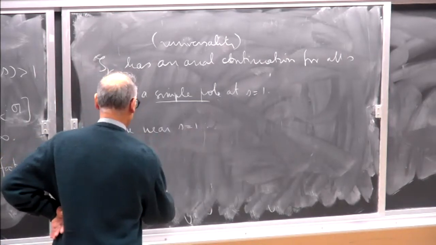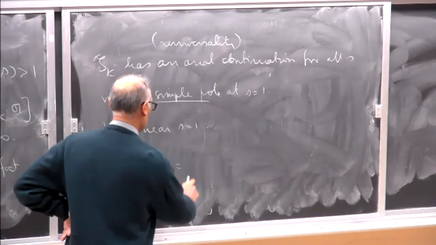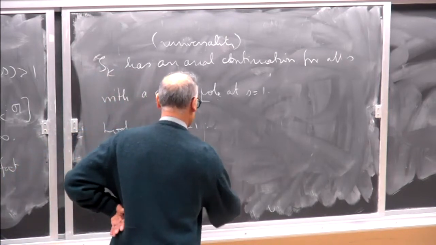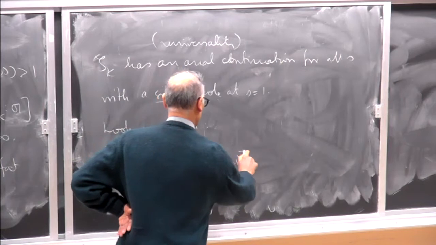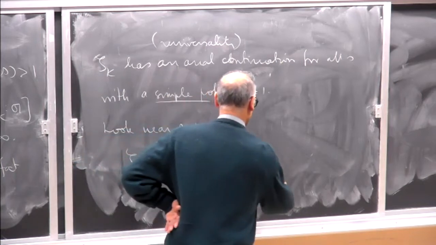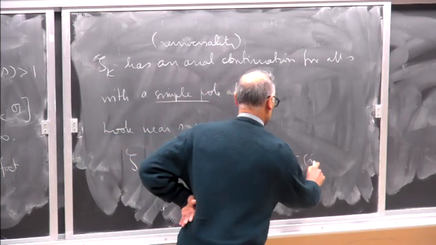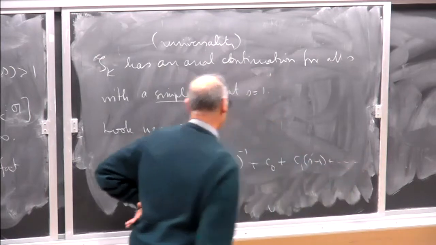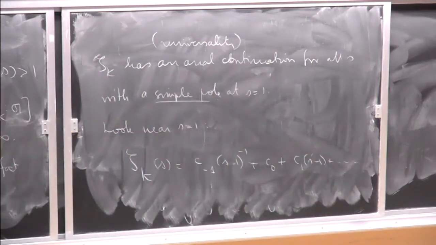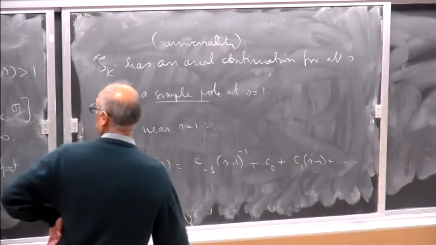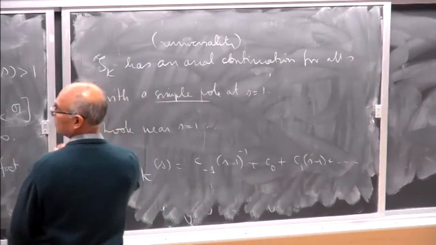So zeta_K(s) has a simple pole. Let's say its residue, just write it as c_{-1}/(s-1). And then let's just look at its Laurent expansion, higher order terms. So some coefficients c_{-1}, c_0, c_1, and so on. Now it turns out, this is interesting, this is a horizontal.